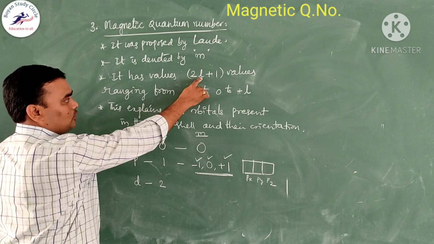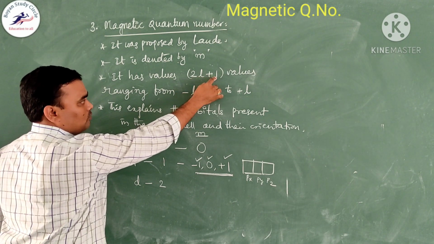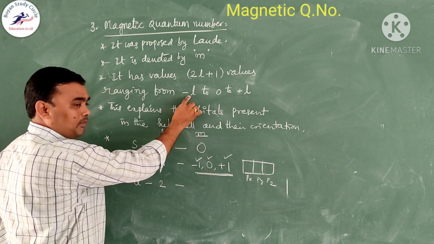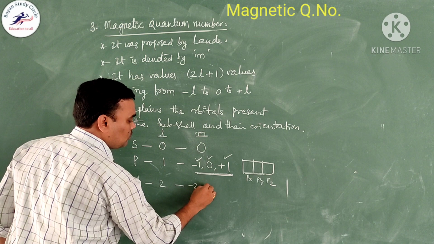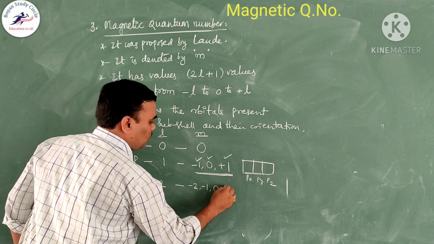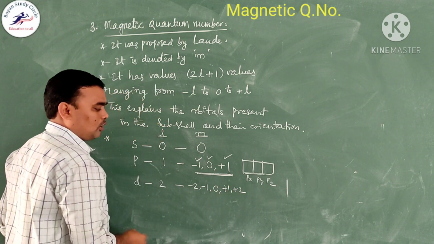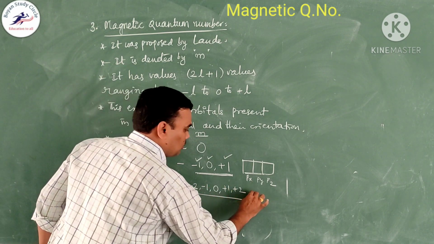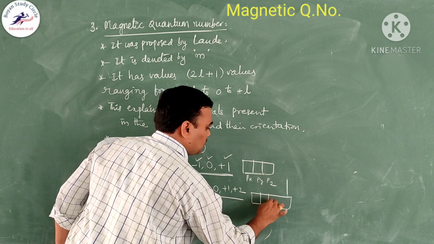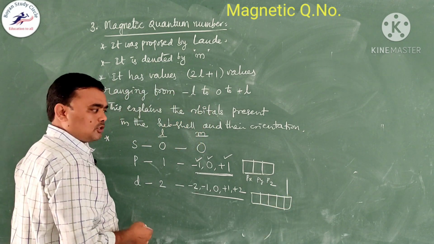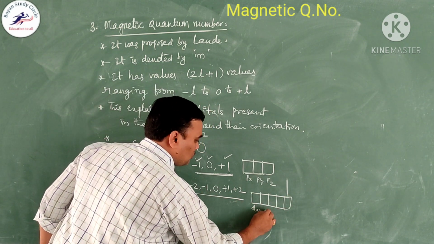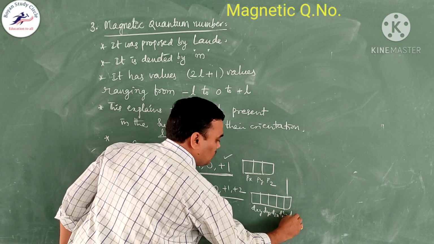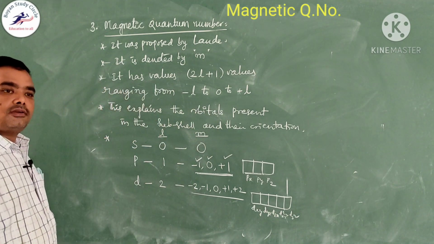So if we take the D subshell, the L value for D is 2. When you substitute the L value 2 here, 2 into 2, 4 plus 1, 5. Total 5 values are present. And then they start with minus L, that means minus 2, minus 1, 0, plus 1, plus 2. How many values are present? 1, 2, 3, 4, 5 values are present. So there are 5 orbitals in D subshell. So their orientation is dxy, dyz, dzx, dx square minus y square and dz square, right?